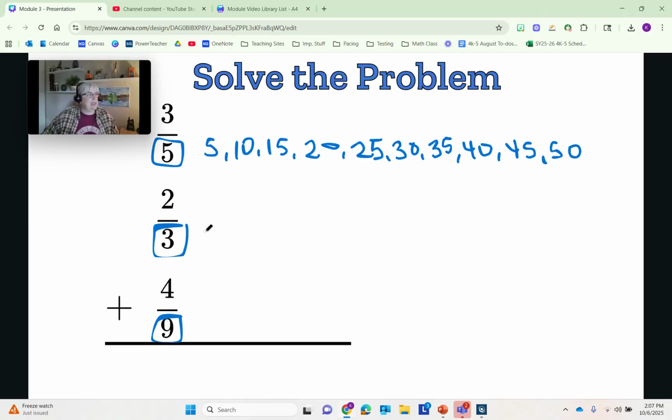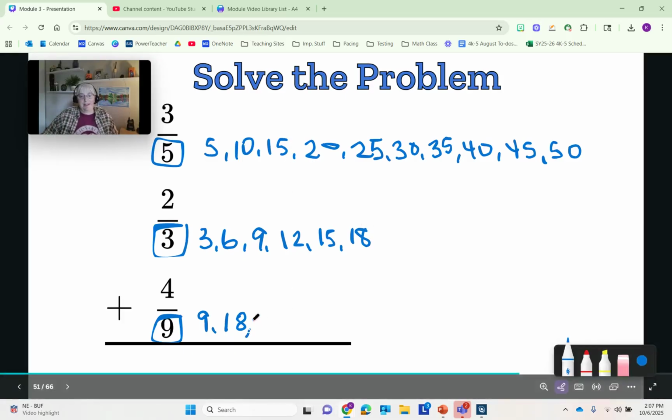Let's do threes. 3 times 1 is 3. 6, 9, 12, 15. Ooh, we have 15s in common. Well, let's do 9s. Oh, wait a minute. 9 times 2 is already 18. Well, this would be 18, but we don't have 18 in the 5s. Keep going. Let's do our 9s out.